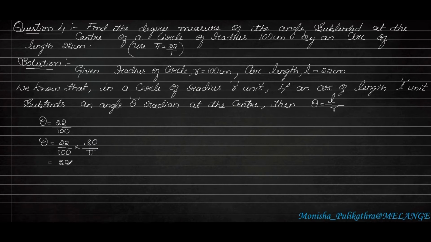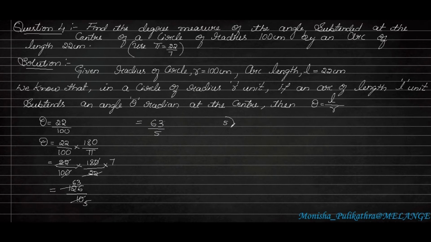So 22 by 100 into 180 by pi, where pi is 22 by 7, so the 7 will come upside. So 22 cancels, 0 cancels. So 18 sevens are 126, so it will be 126 divided by 10. Next we need to convert it into a mixed fraction so that we can get the degree form. 126 by 10, we can take it directly as 2 fives are 10, and 2 63s are 126. So that is 63 by 5.